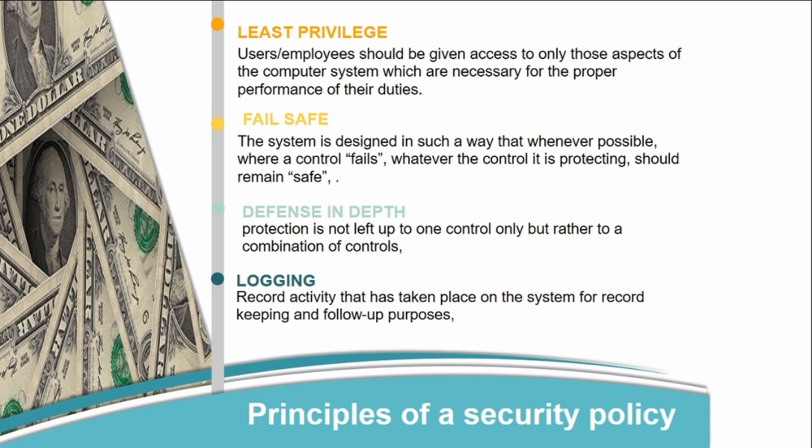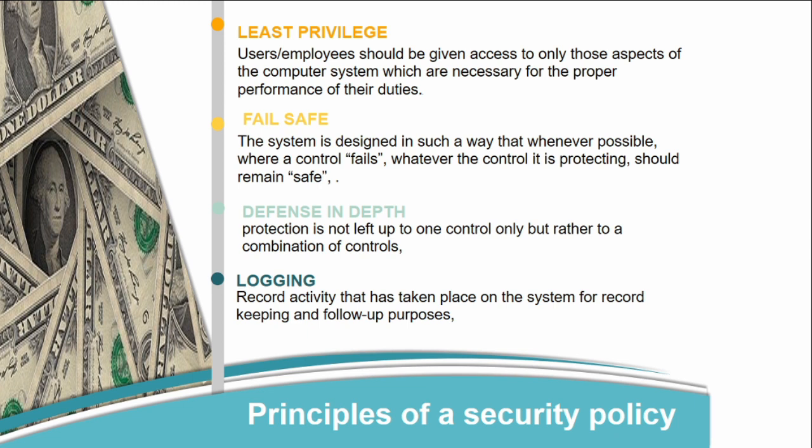So least privilege is when you only give employees the privilege or the access to the areas or the aspects of the computer system that they need to execute their duties. The next is a fail-safe. A fail-safe simply means that the system is designed to protect itself if a control fails.